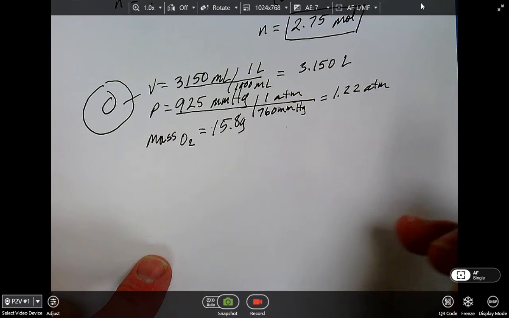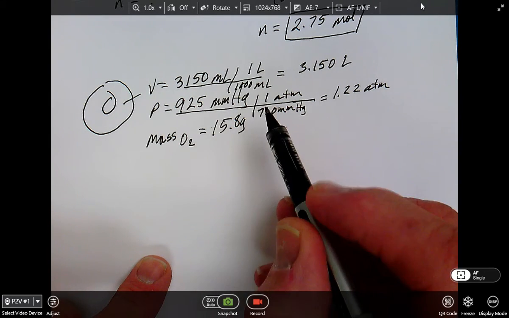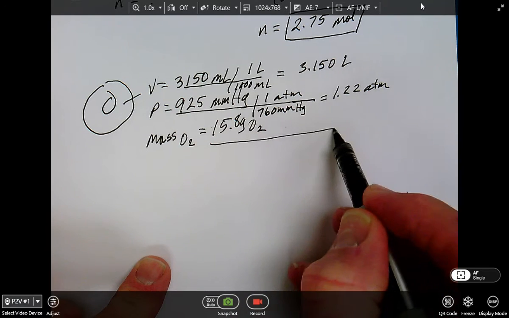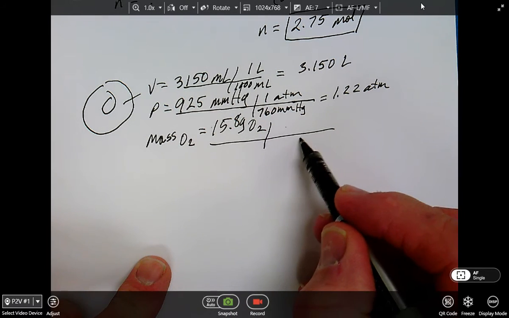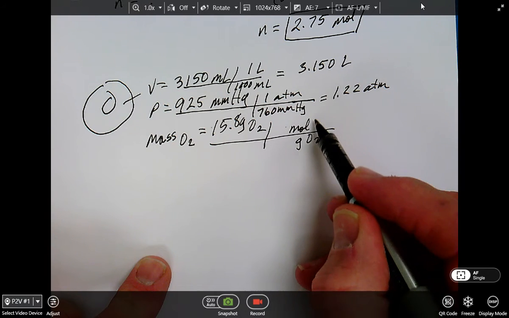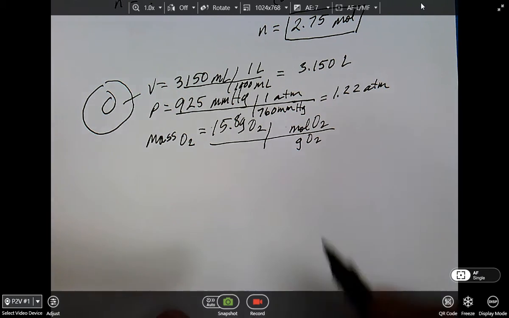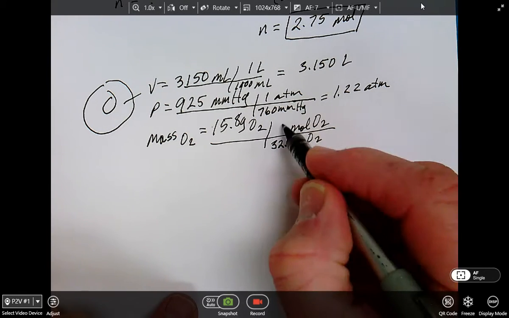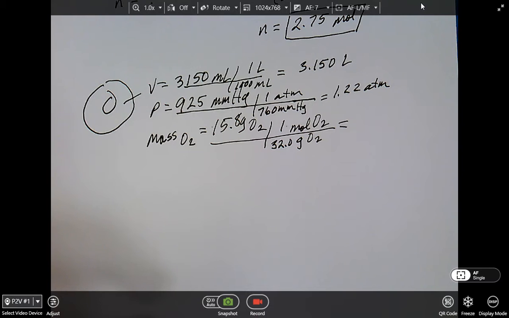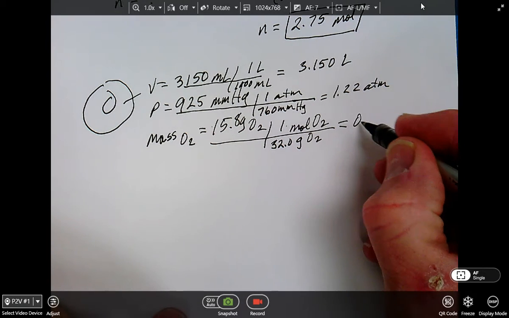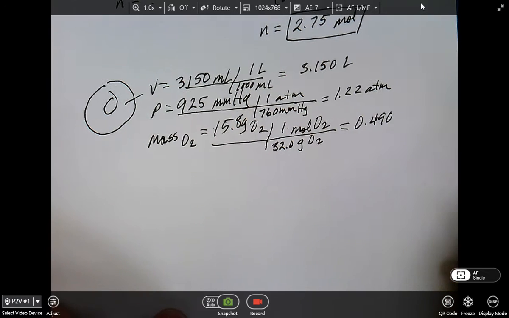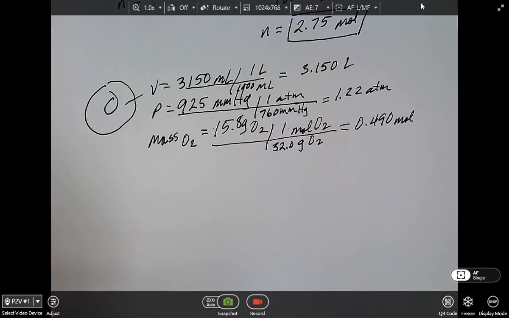Now this one, 15.8 grams of O2, we're going to convert that over to moles of O2. So we're going to put grams of O2 down here, moles of O2 up there. Remember how to do grams and moles? What do we need to know? Molar mass. So it's O2, so that means you got oxygen times 2. So 16 times 2 gives you 32.0. And so we'll take 15.8 divided by 32, and we'll get 0.490 moles. So now we've got our volume, we've got our pressure in atmospheres, and we've got our number of moles.